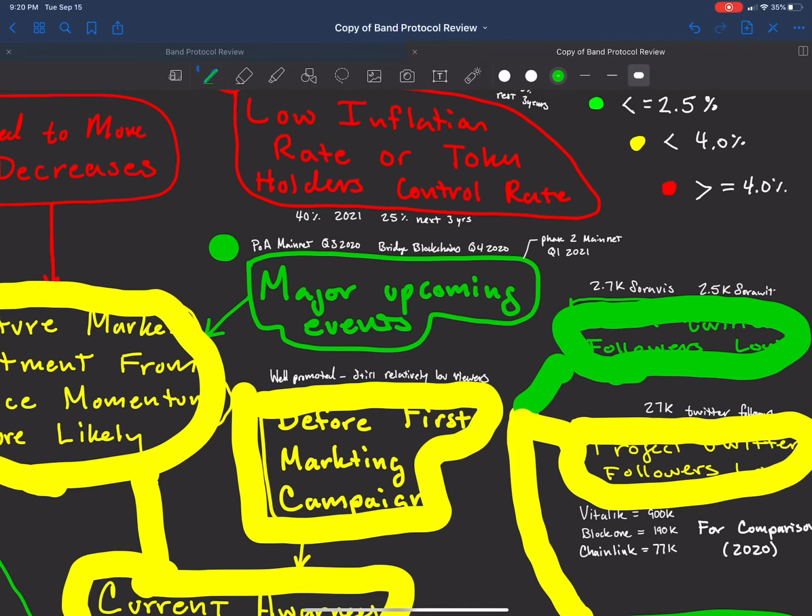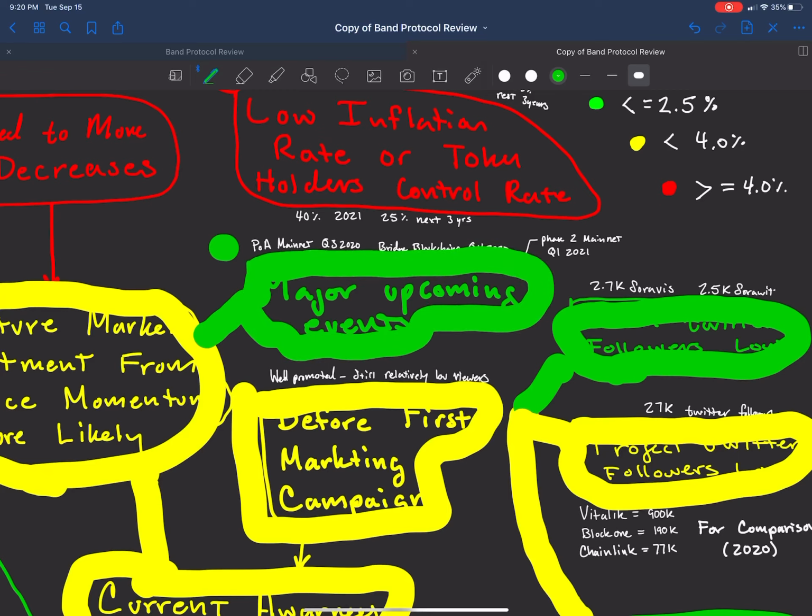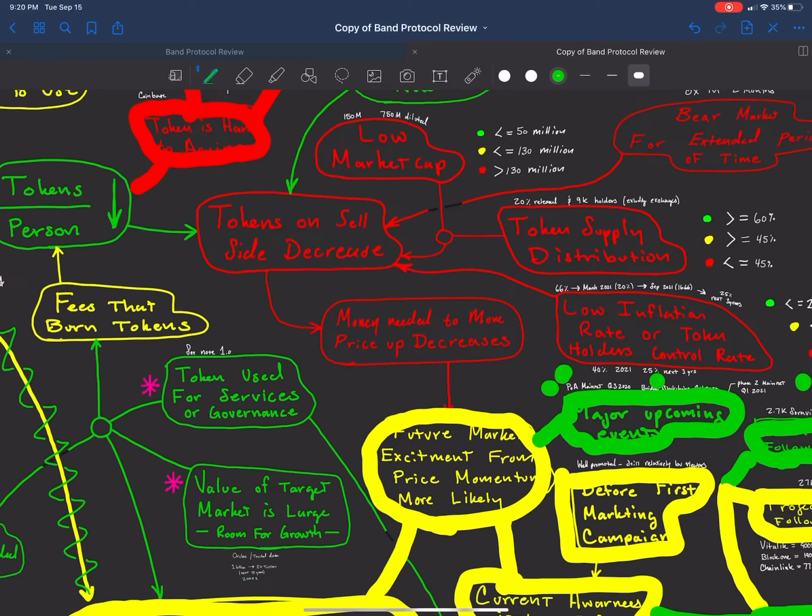It has a proof of authority mainnet launch in Q3, a bridge to other blockchains by the end of this year, so Q4, and phase 2 mainnet launch in Q1 2021. So, it has some major events coming up by 2021. By the middle of 2021, it's going to have 3 major events. Obviously, it has other ones, but I just mentioned the biggest. So that's pretty good contribution.